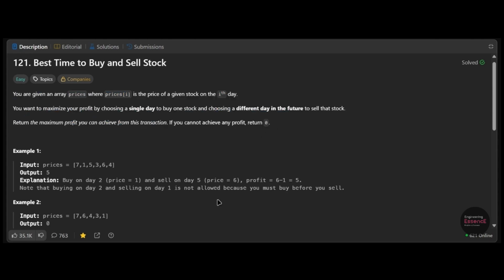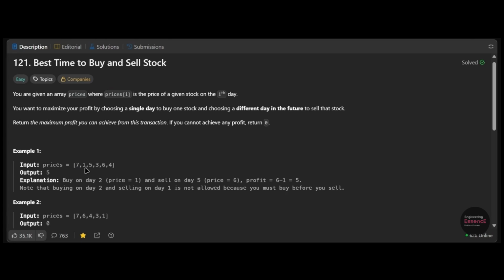So let's move to the example given here. We have the output as 5. How will we get this? Let's say we buy the stock on the first day, where the price of the stock is 7. If we buy here and sell on any later day, you can see the value is lower, so we will never get any gain. So we'll skip this day.